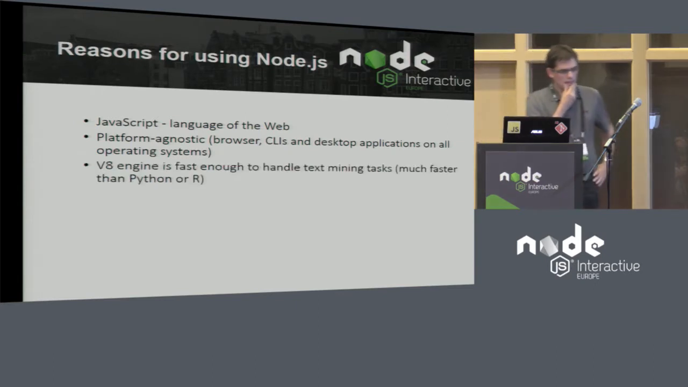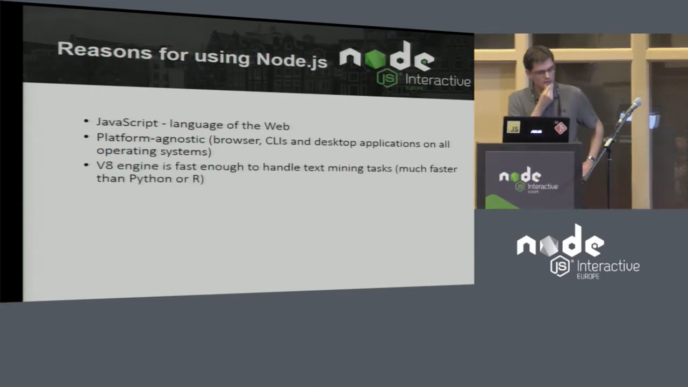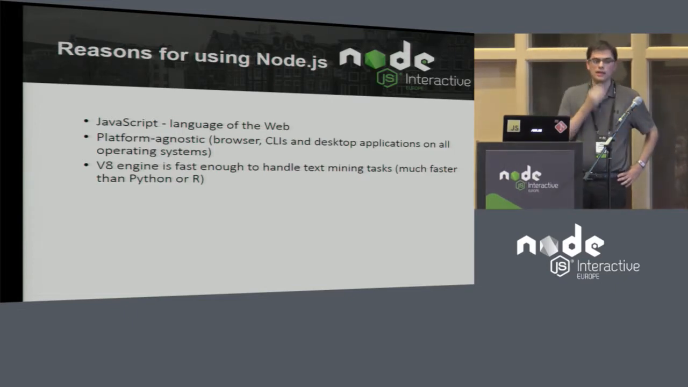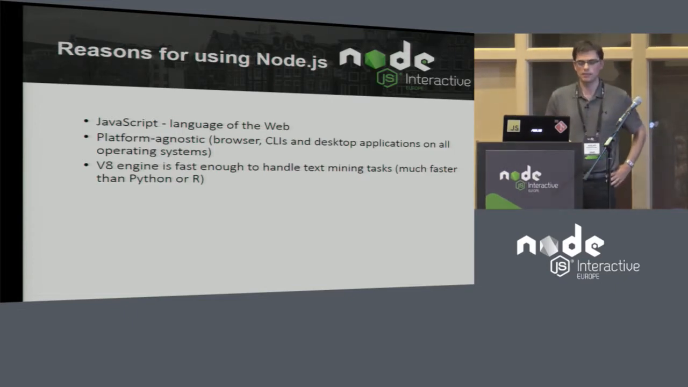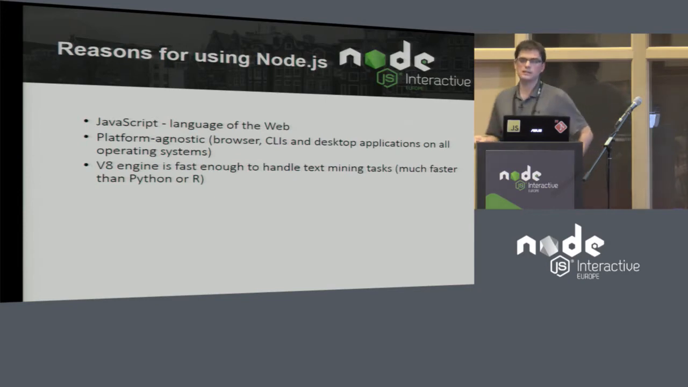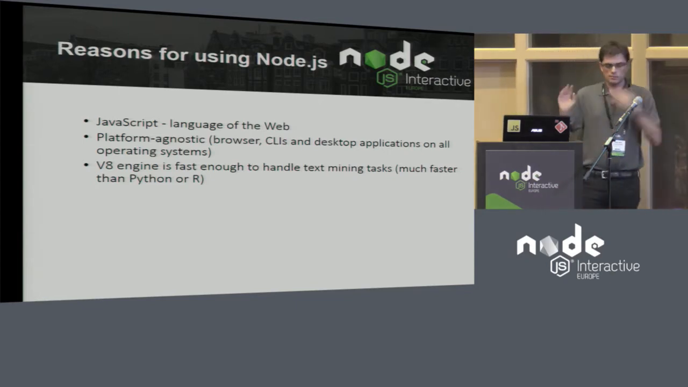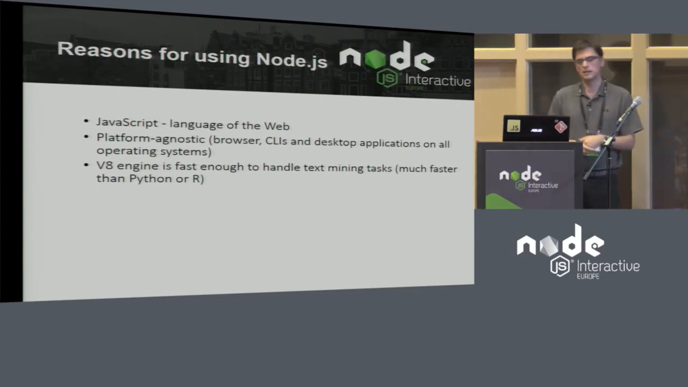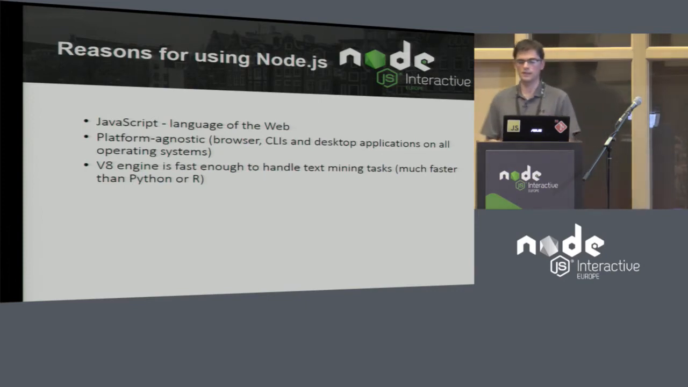Thirdly, the V8 engine of Google, which powers Node, is actually fast enough to handle reasonably sized text mining applications. And that's in stark contrast to Python or R. If you look at the popular text mining packages in Python and R, they all basically call down to C or C++ because the languages themselves are just not fast enough. So if you want to avoid that language switch or context switch, being able to just run everything in one language is a pretty nice thing, and you can do it with JavaScript inside Node.